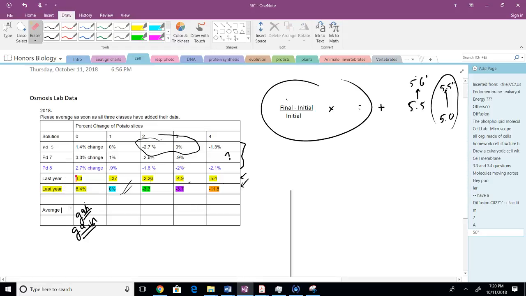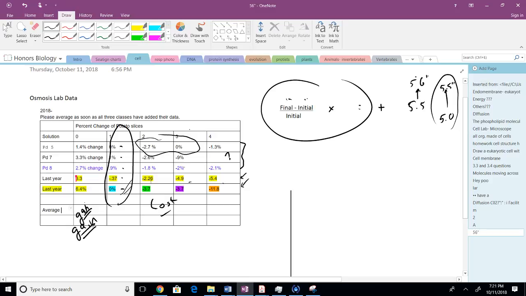Now, the 1% is rather interesting because we've got one group that had no change, one group gained about 1%, one group gained 0.9%, one group last year lost a little tiny bit, and then another group had nothing. So this is an interesting one. I want you guys to be thinking about that, because what that implies is the final and initial were pretty close to each other. And then 2%, 3%, 4% salt all had negative numbers. Now, a negative number means that the final mass is less than the initial, which means the potato lost mass.